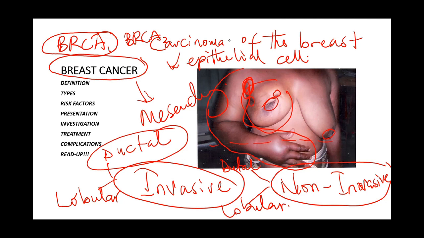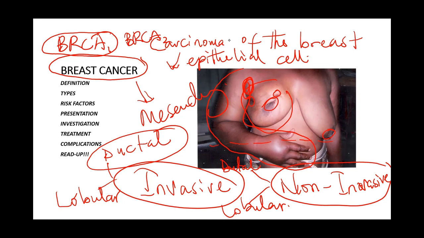Age at first pregnancy and live birth. Those women whose first pregnancy is after the age of 35 years have higher risk of developing breast cancer because they have been exposed to estrogen for a very long time, several cycles. Nulliparity: women that have never given birth have higher risk of breast cancer. Okay, nulliparous women.